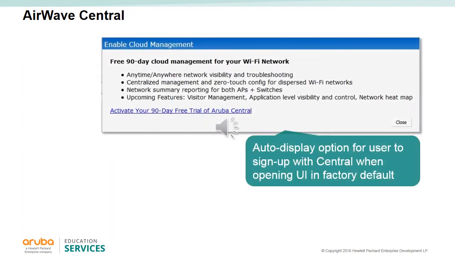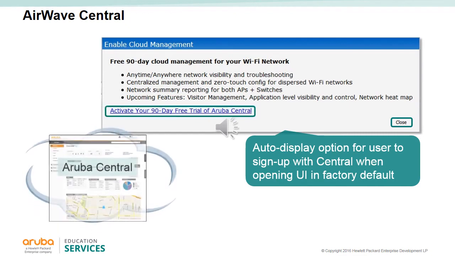In IAP 4.2, when a user logs into the VC GUI, an option to sign up with Central will pop up, offering a free 90-day trial. This only happens in two situations: when an IAP is in factory default configuration, or if the IAP was upgraded and the reboot reason is image upgrade successful. If the close button is clicked, the option won't pop up again when visiting the GUI the next time, but there is a lower button on the main GUI page that allows you to set up Aruba Central.